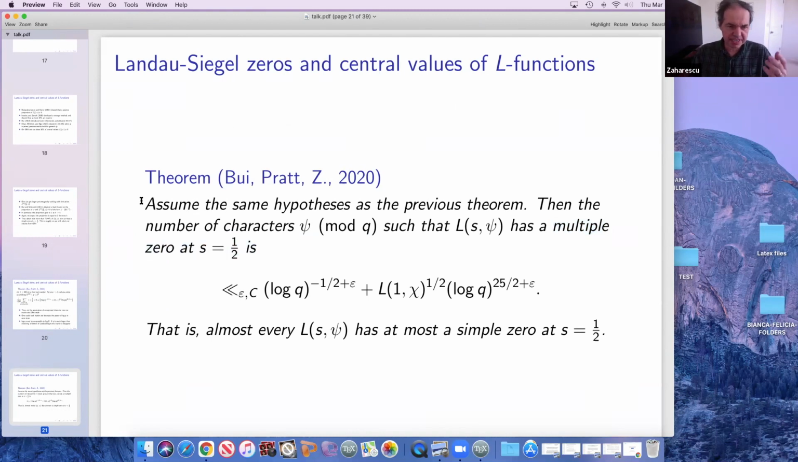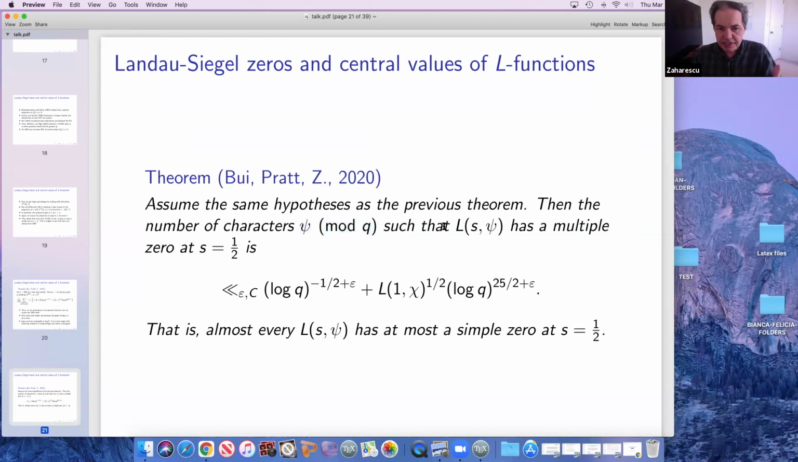So more precisely, assume the same hypothesis as in the previous result. Then the number of characters mod q, actually not the number, because the number will be q times this, or phi of q, the Euler function times this, is the proportion of psi mod q.